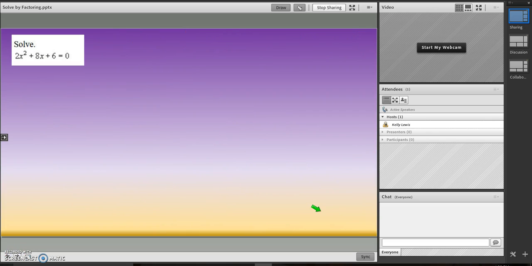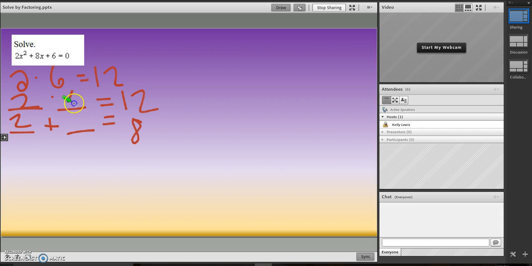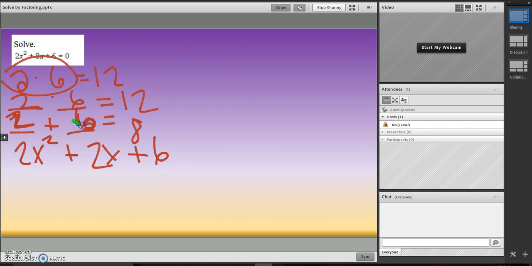Right, so here we have a number in front. So we need to do 2 times 6. We get 12. So something's going to multiply to give me 12, but add to give me 8. It just so happens it's also 2 and 6. It doesn't always work out where it's those numbers. So I'm going to do 2x squared plus this 2x plus this 6x plus that 6.